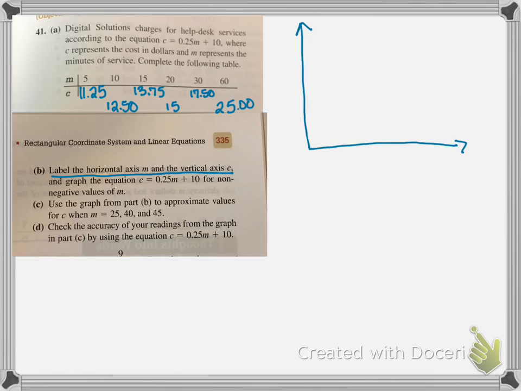Okay? That's telling me that this is minutes and this is our cost, which is our money. A lot of times we still think about this as our x and this is our y. In science, it'll be called your independent variable and your dependent variable. But in this situation, they're telling you what you're graphing here, but you can still think about it as the coordinate system. Now, we've got 5, 10, 15, 20, 30, and 60.